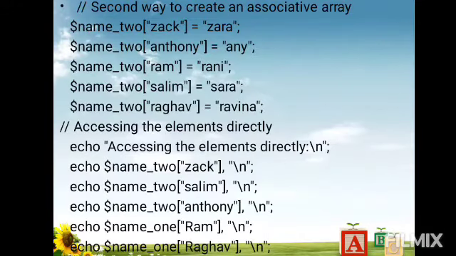The second way to create an associative array is by assigning values. $name2 of Zach equals Zara. $name2 of Anthony equals Annie. We can access the elements directly by using their keys, like $name1 of Zach, $name2 of Salim, etc., just like our indexed arrays.